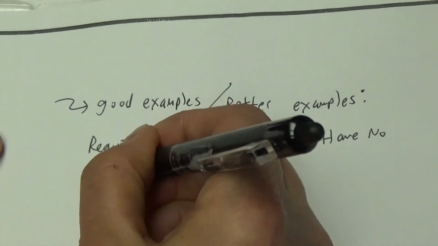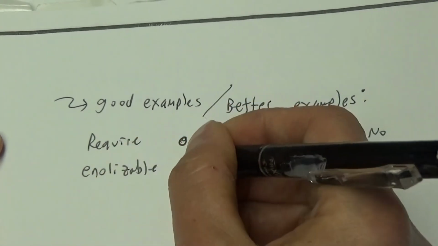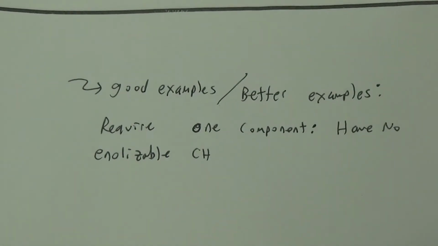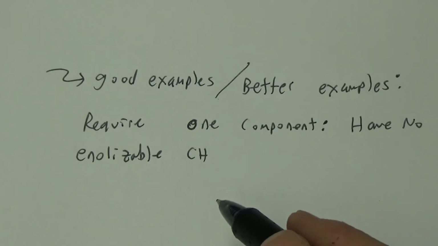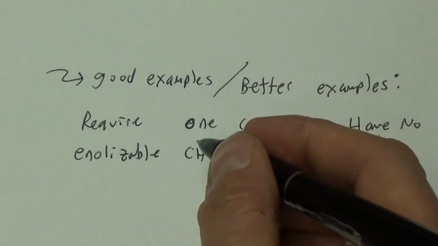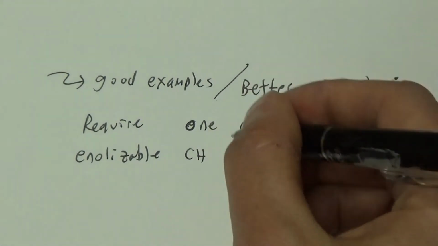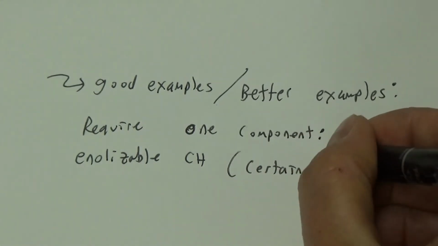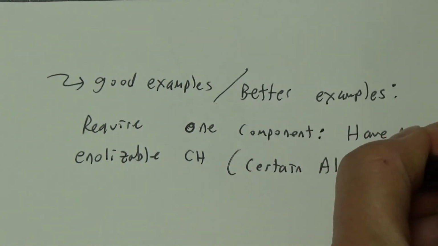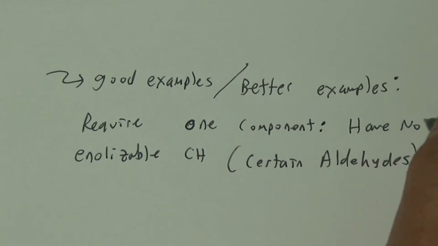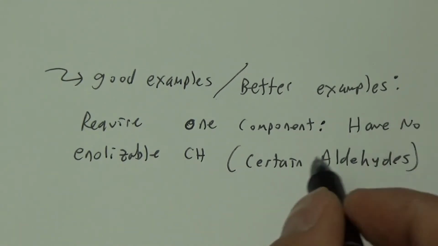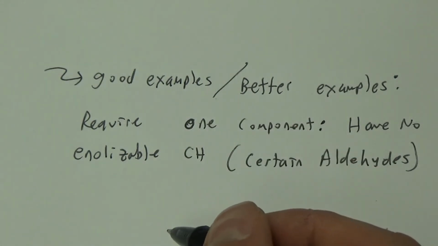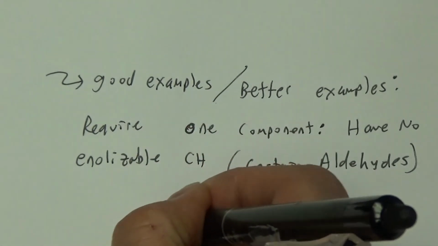enolizable CH. So it will not have an enolizable CH. And by that we mean certain aldehydes work really well as a mixed aldol component. So certain aldehydes. No enolizable CH. What do I mean by that? All right. So let's just think of like benzaldehyde, right?